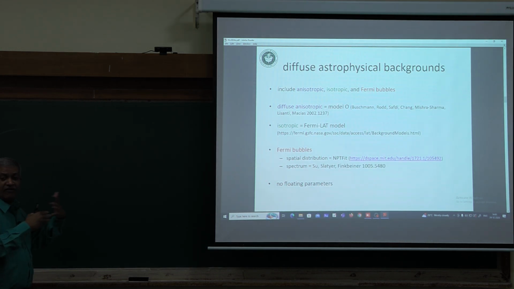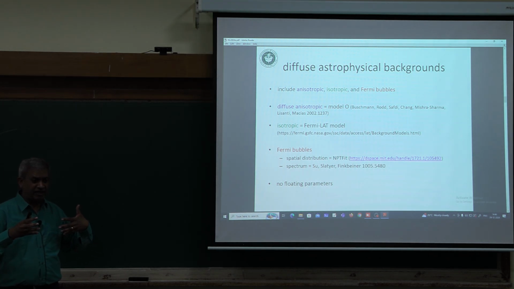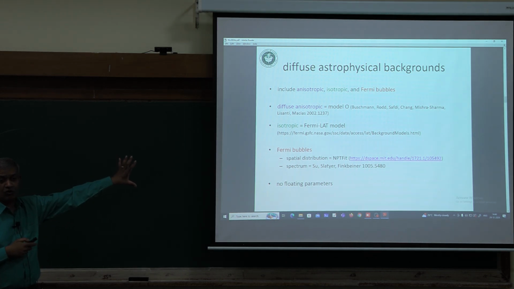And so now we have to say, what are our background source distributions? So for the diffuse astrophysical backgrounds, that's the anisotropic background, the isotropic background, and a separate template for the Fermi bubbles. For the diffuse anisotropic background, we use model O from this Buschmann et al. paper. For the isotropic background, we just use the Fermi-LAT model. And for the Fermi bubbles, the spatial distribution we get from the NPTFit tool, but the spectrum we get from Su, Slatyer, and Finkbeiner. So you can see we've mixed and matched all of these templates. But for our purposes, it doesn't really matter because this is a mock data analysis anyway. By definition, these are going to be correct.